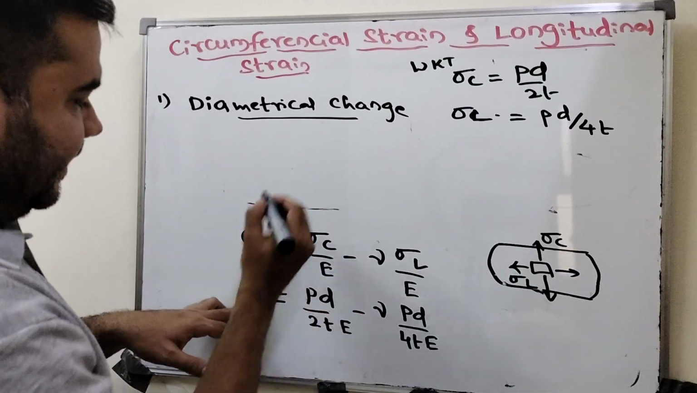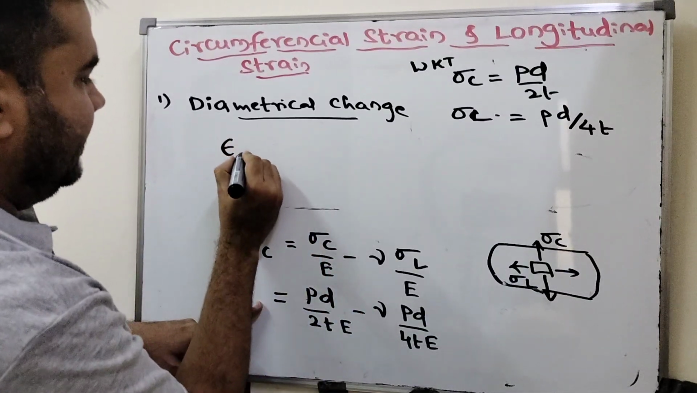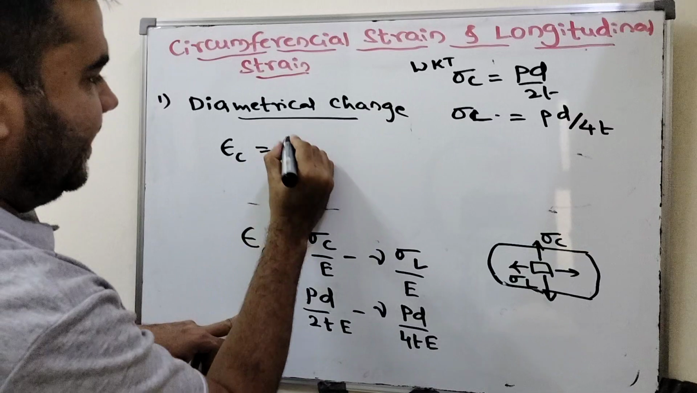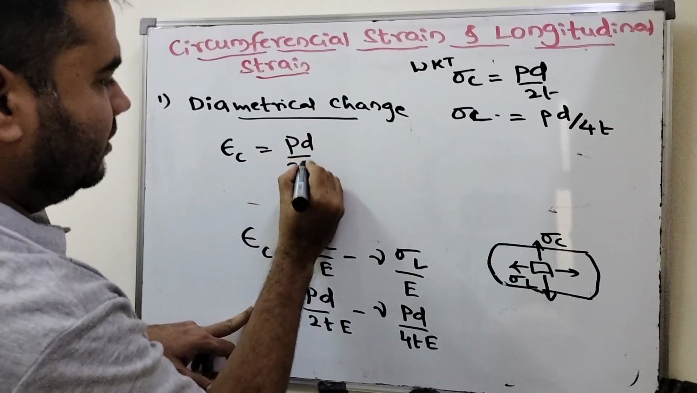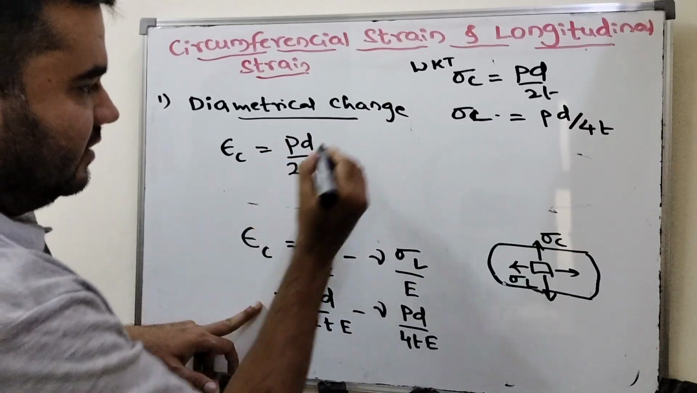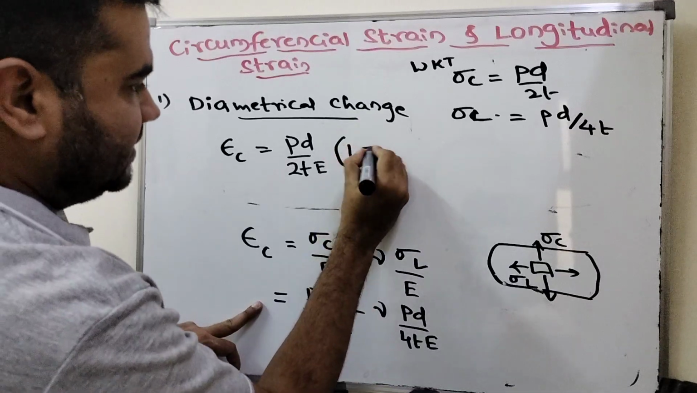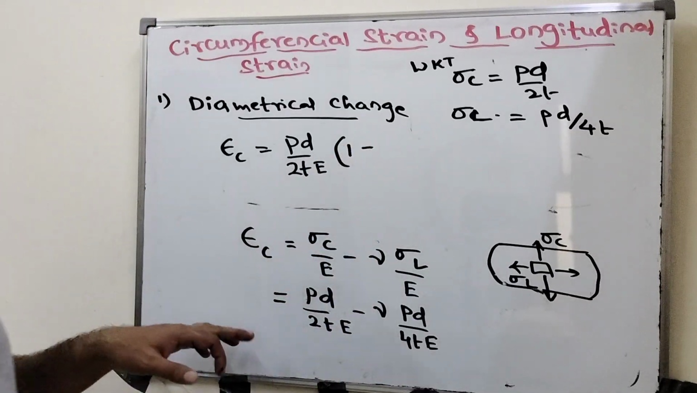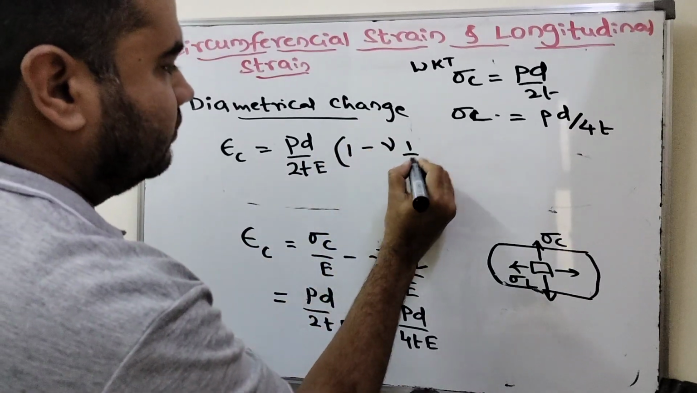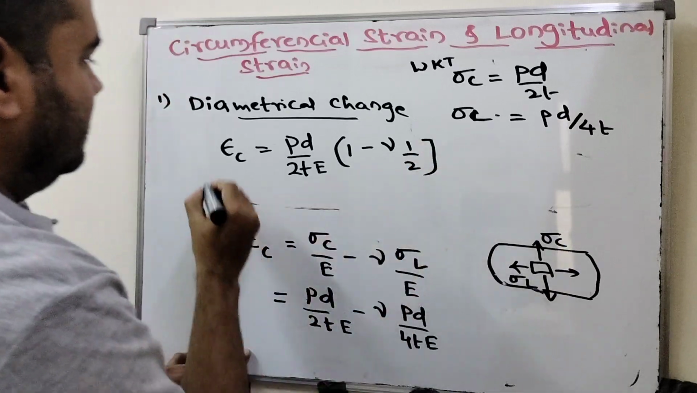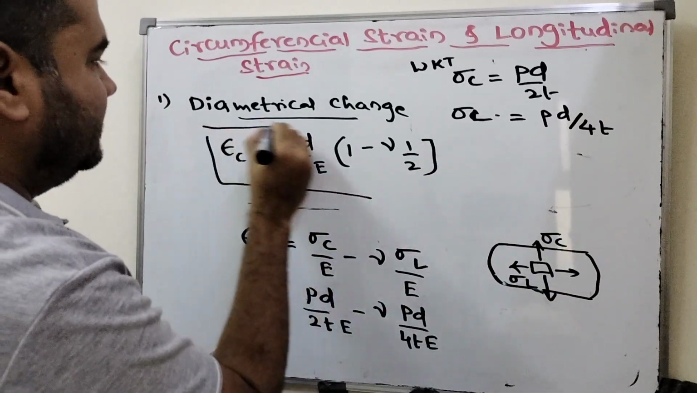Taking the common term outside, the circumferential strain equals PD by 2tE. Just take it outside. How much will remain? 1 minus, how much is there? Nu into 1 by 2. This is the circumferential strain.